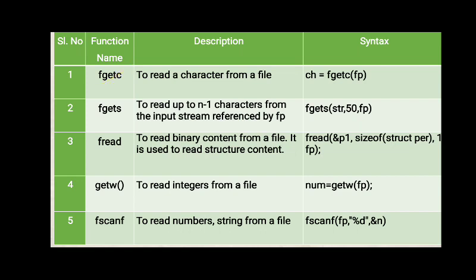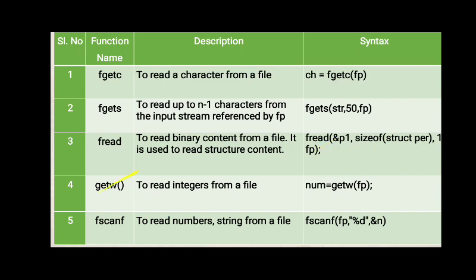So using fgetc to read a single character, the syntax is ch is equal to fgetc of fp. Then you have fgets, which is to read the first n-1 characters from the file pointer. The format is fgets, specify the string, the size, and then the file pointer. Then you have fread, it is to read binary content or a block of data. It is used for structure content. So you have to specify the address of the structure variable, the size of the structure variable, the number of blocks you are going to read, and then the file pointer.